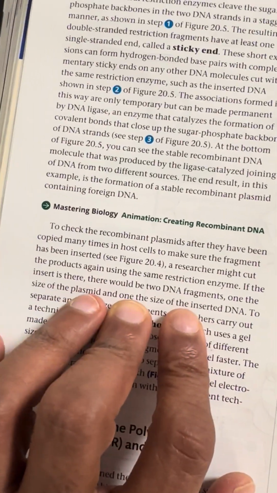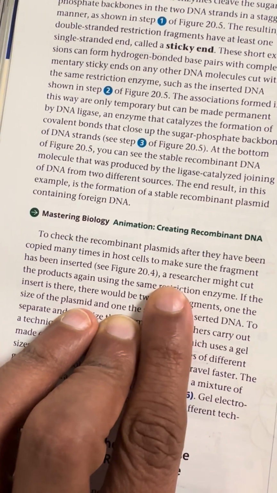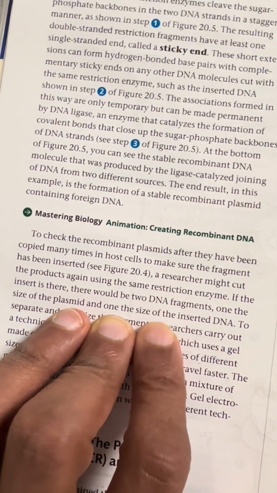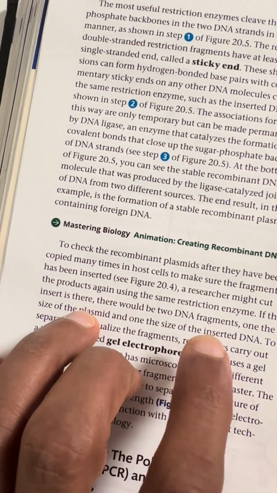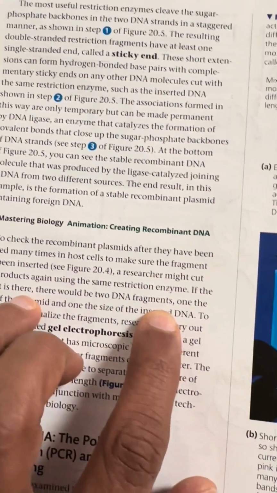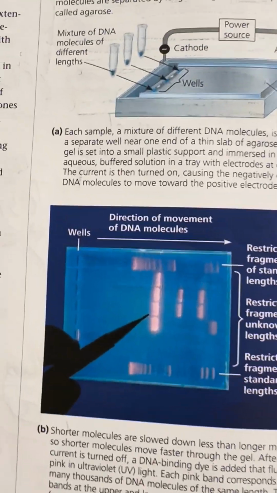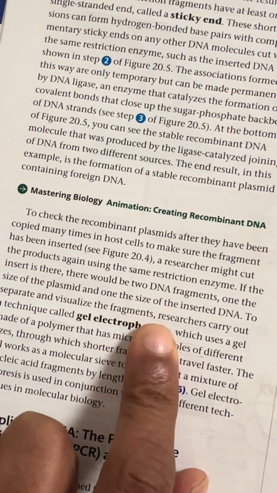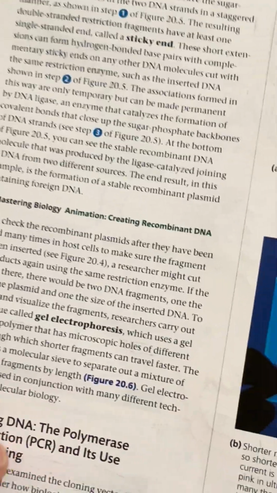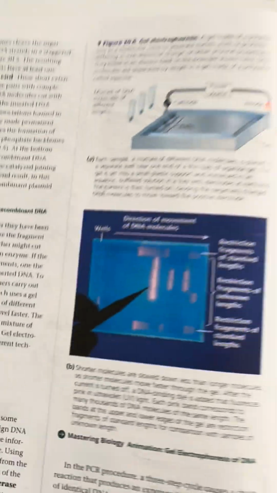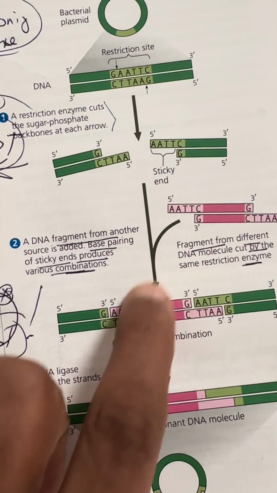And if the insert is there, there will be two fragments if they throw in a restriction enzyme, meaning that one site from the plasmid and one site from the inserted DNA. So basically, to separate and individualize the fragments, carry out gel electrophoresis. All right, so that's what you use gel electrophoresis for. So basically, what happens is you go backwards this way.